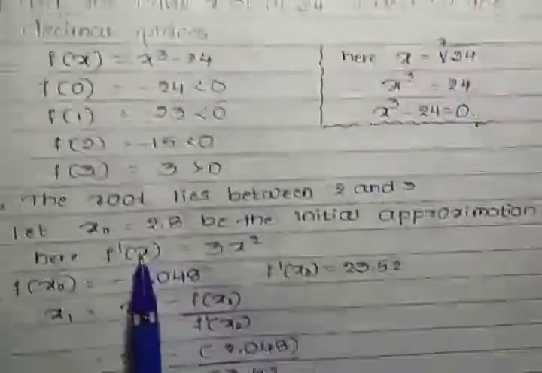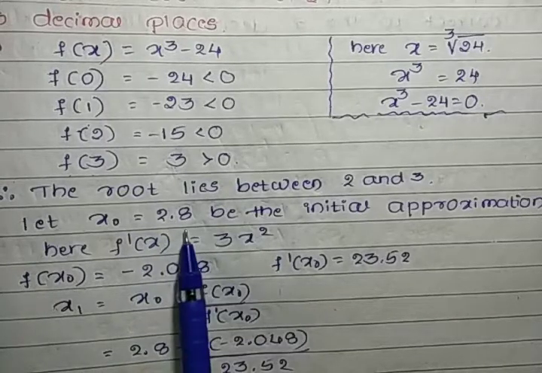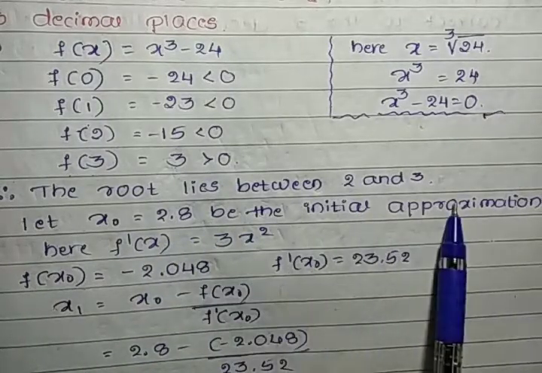Based on that, here we are selecting x naught value as 2.8. So 2.8 will be the initial approximate value.